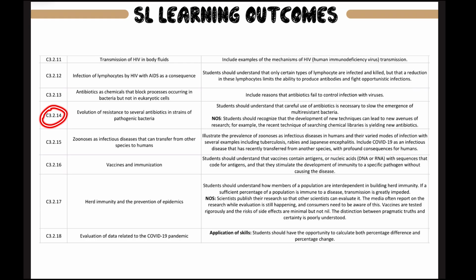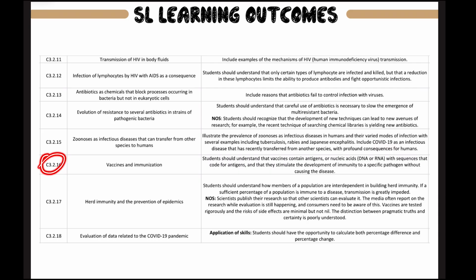And we then looked into how the overuse of antibiotics has actually led to antibiotic resistance in bacteria, and how this evolution is causing some medical problems and how it's being dealt with. This learning outcome started to explore zoonosis and what exactly this means, and how a pathogen can actually transfer from one host to another host, and we looked at different examples of this, including tuberculosis, rabies, Japanese encephalitis, and COVID-19.